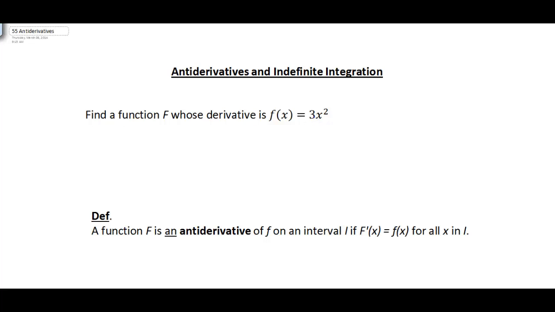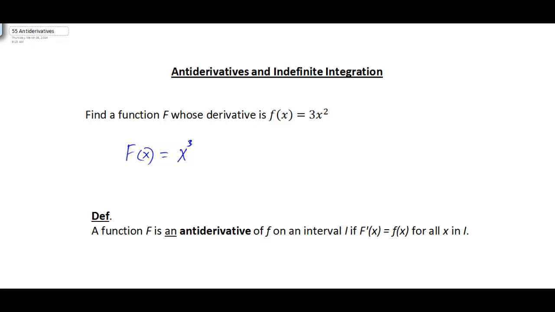So f of x equals 3x squared is the derivative, and I want to know what was the original function F of x. If you think about working backwards, what do you think the original function F of x would have been before we take the derivative to get 3x squared? Well, we know that we normally decrease our exponent. So it looks like instead of x squared, the original function must have been x cubed.